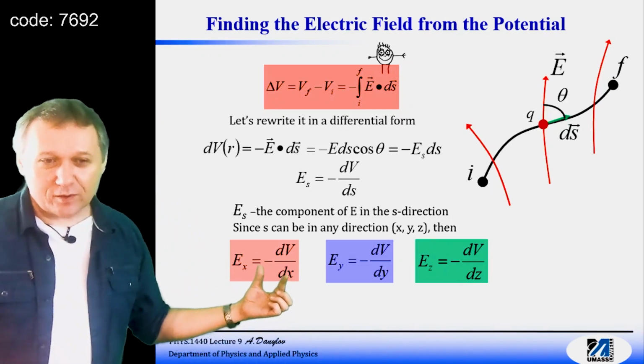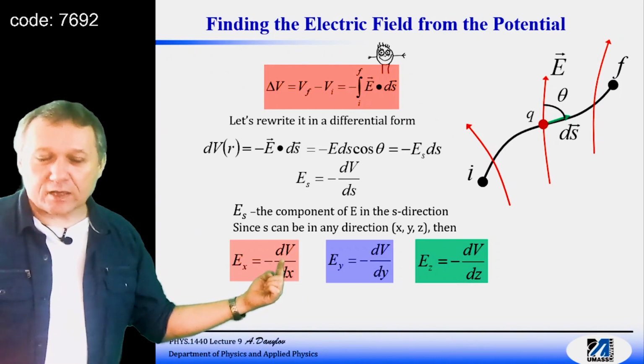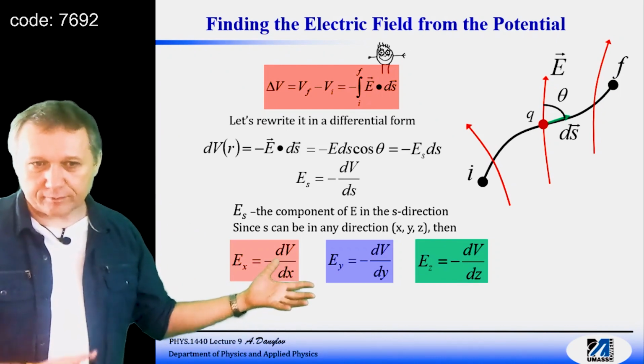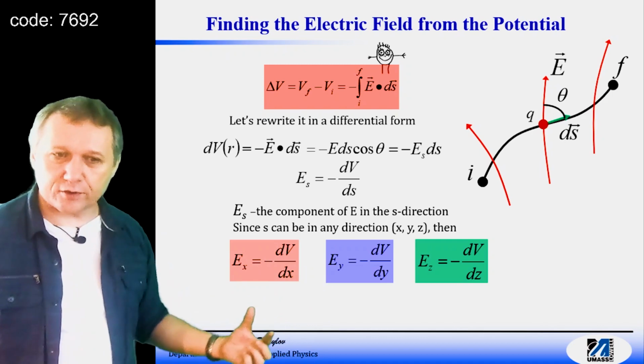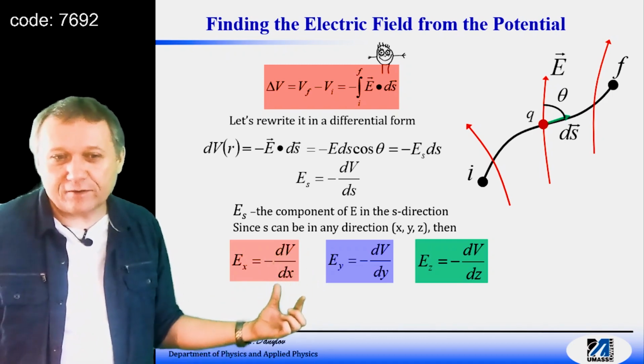Okay, and now again, so what? Of course, V must be a function. V is a function of x, y, z, right? So in order to differentiate. And of course, what's the meaning of dV over dx?